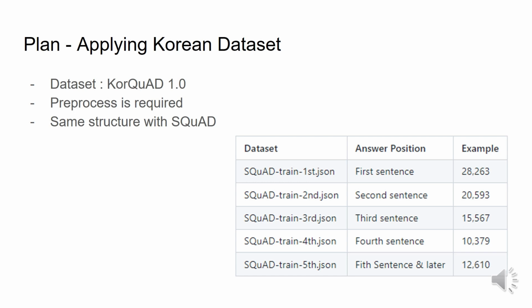In the figure below, we can see the format that the authors of the original paper used for their experiments. They divided the SQuAD dataset into parts by position of the answer. We will pre-process the KorQuAD dataset with the same structure. Using the KorQuAD dataset is reasonable since it has the same structure as the SQuAD dataset.